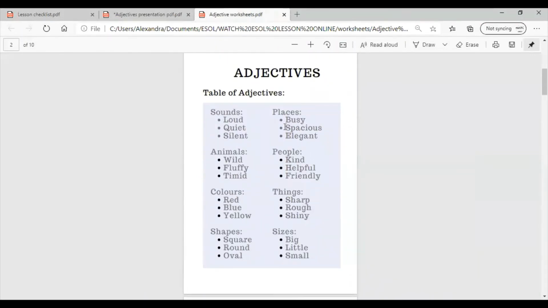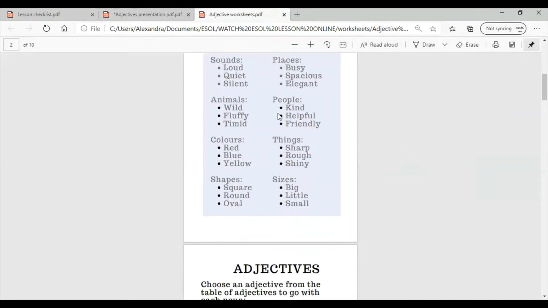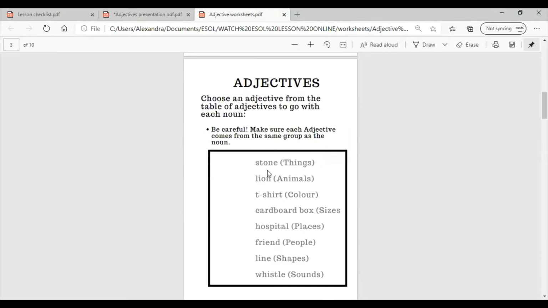And then we've got the categories. We've got sounds, places, animals, people, colours, things, shapes and sizes. These are all the different categories we looked at earlier for different types of adjectives that there can be. And here there are different examples within those categories, which you will then match to one of these words.